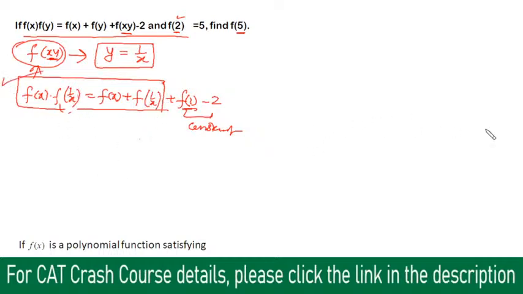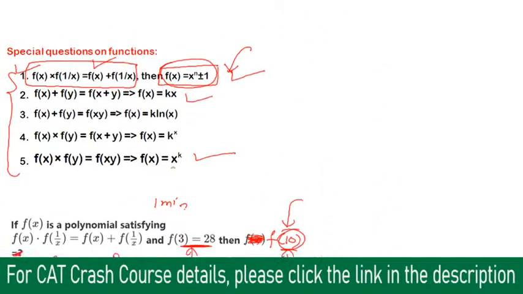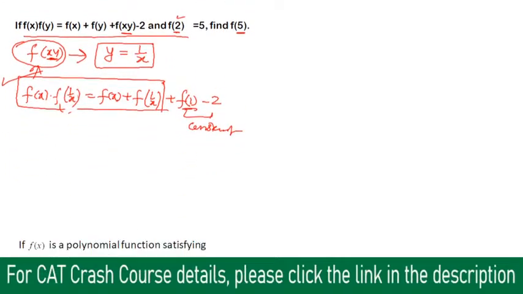Now just look at this, and I'll invite you to this special function. Can you figure out the first fact? Can I say both are same? F of x into f of 1 by x is equal to f of x plus f of 1 by x. Then the function is straight away in the format x to the power n plus 1. So this is the trick. If you don't know this trick, then you won't be able to solve many questions of this type.